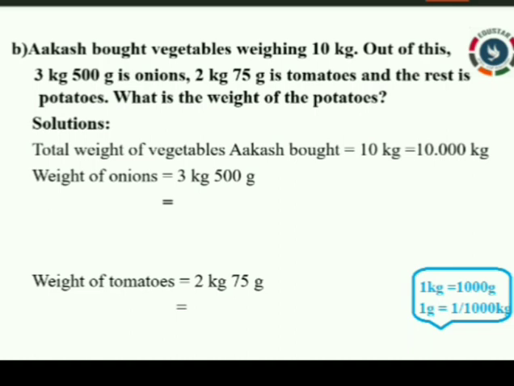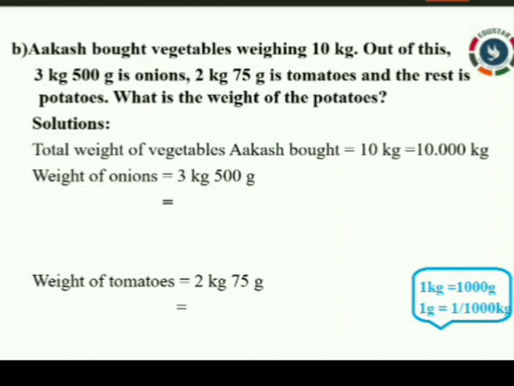Next, Akash bought vegetables weighing 10 kg. Out of this, 3 kg 500 gram is onions, 2 kg 75 gram is tomatoes, and the rest is potatoes. What is the weight of the potatoes? First, the total weight of the vegetable is 10 kg, right? First you have to find the weight of tomatoes and onions. Then you have to subtract the weight of tomato and onions from the total weight of 10 kg.